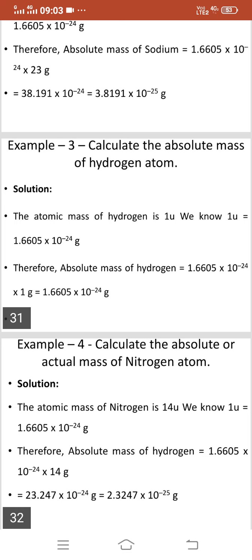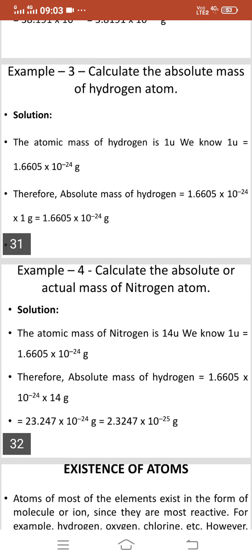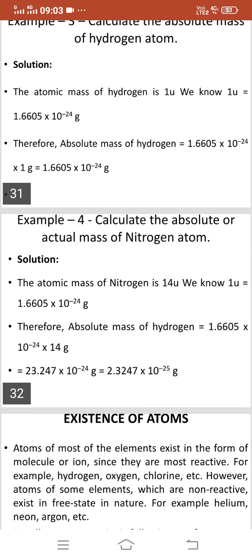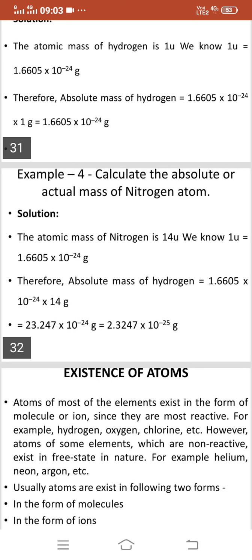Now, the next example is the absolute mass of a nitrogen atom. The atomic mass of nitrogen is 14 u, and 1 u is equal to 1.6605 × 10^-24 gram. So the atomic mass or absolute mass of nitrogen is 1.6605 × 10^-24 × 14 gram. So that will be 2.3247 × 10^-25 gram.